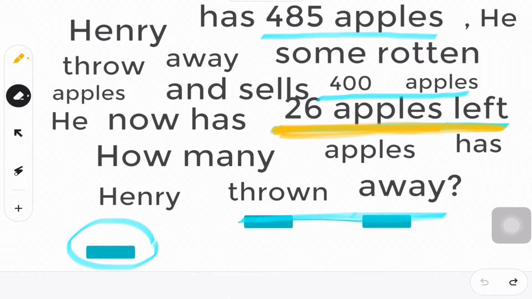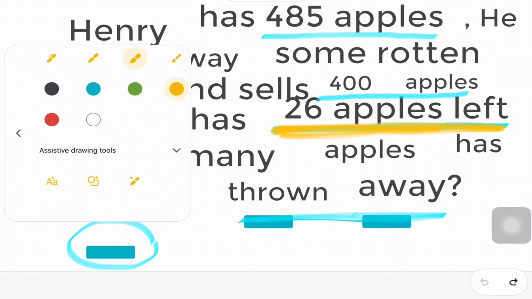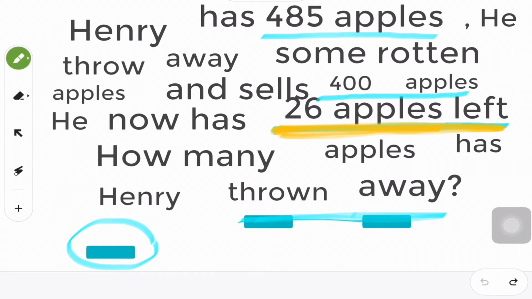So I want you to first use your highlighters and first look for the tricky words. When you are looking for the tricky words, you will come across thrown away, then left. Okay, so these are the tricky words, which means, like in subtraction, when you come across subtract, thrown, left out, or take away, or minus, or remove, or decrease. So these basically mean subtraction.